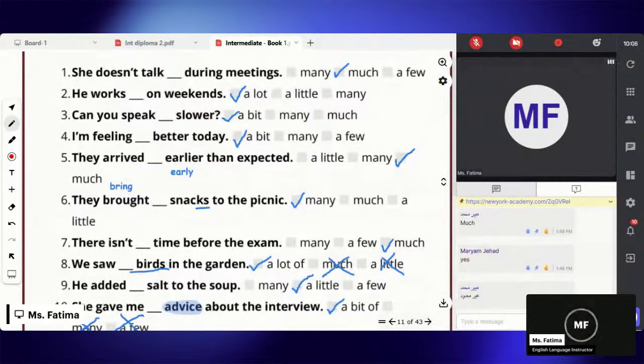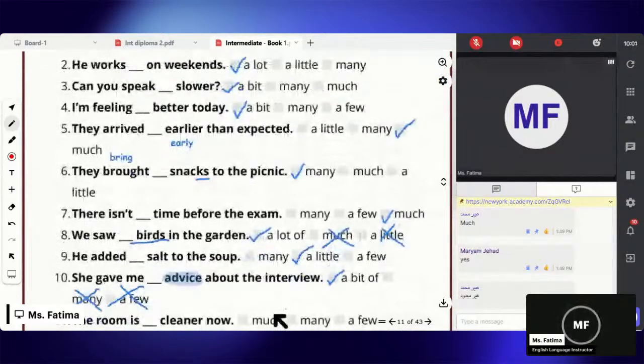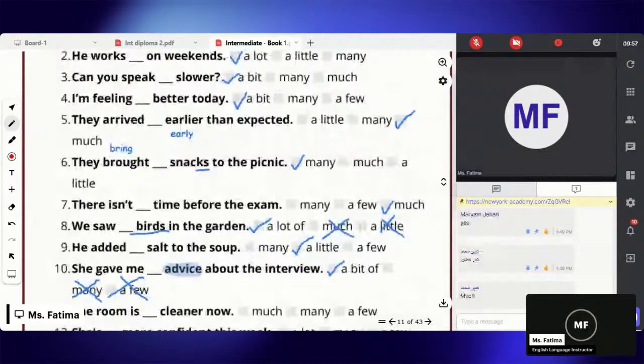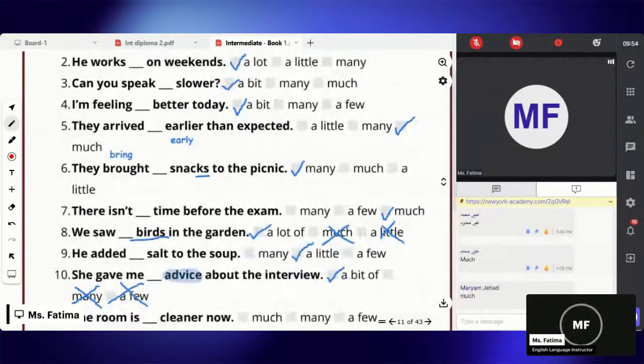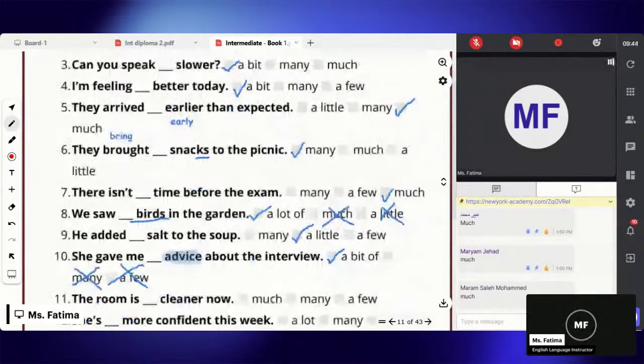Number 11. The room is cleaner now. The room is much cleaner. The room is many cleaner. Or the room is few cleaner. What do you think? Yes. Excellent. Remember that cleaner is an adjective. It's an adjective, so it's not countable or uncountable. What do we use with adjectives? Yes, excellent.